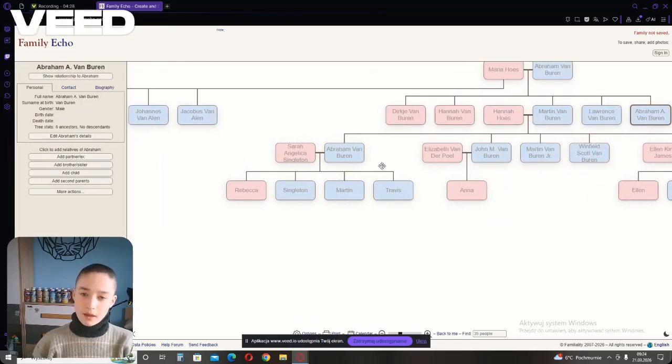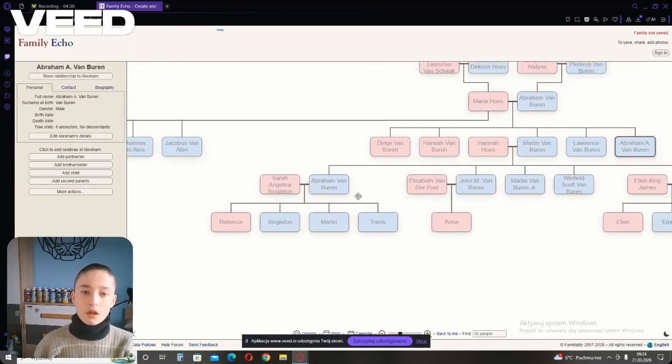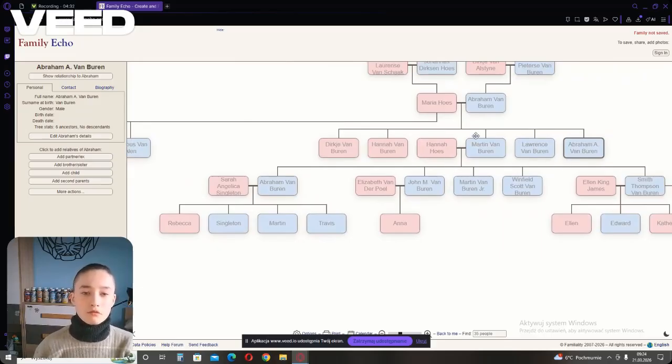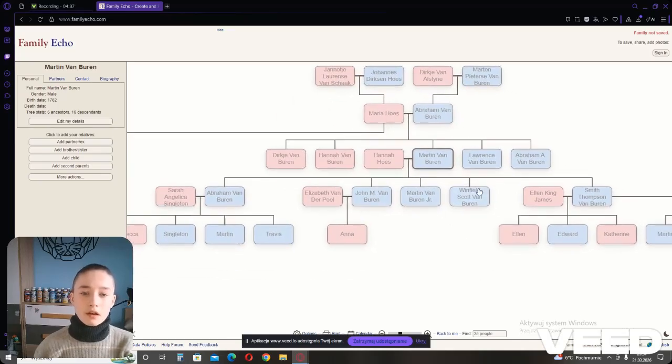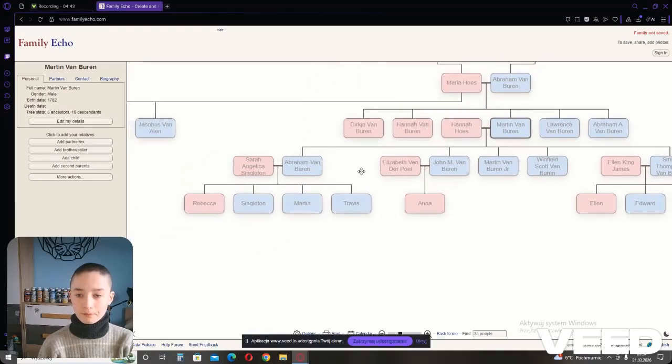And now about their families. Abraham, the oldest son, also Van Buren, and his wife also had an unnamed daughter that died at birth, but I didn't put her in the family tree. So Abraham married a woman named Sarah Angelica Singleton. She went by the name Angelica. She never used Sarah, and I also prefer Angelica.